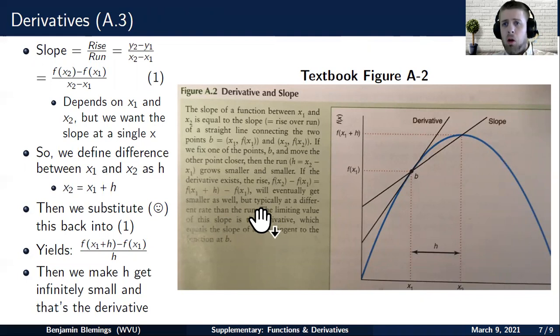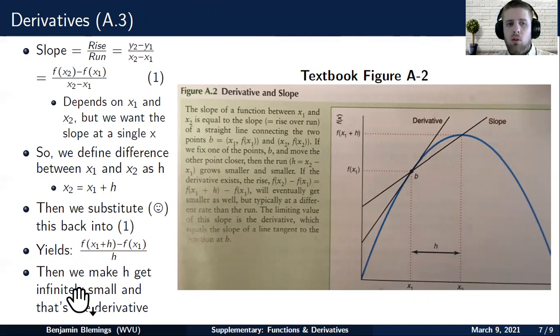but we want it to depend on just one x, like x1, for instance. So what we can do is define the difference between x1 and x2 as h. So x2 equals x1 plus h, as you can see here, and it's also written over here on the y-axis, or the f of x axis, in the Perloff textbook. Then we can sub in x1 plus h for x2, and we get f of x1 plus h minus f of x1, over h.